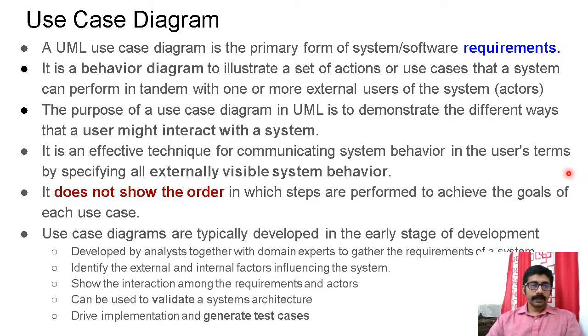Use case diagram. A UML use case diagram is the primary form of software requirements. So it is to represent the software requirements in a graphical way, in a diagrammatic way. You can represent the software requirements. It is a behavior diagram to illustrate a set of actions or use cases that a system can perform in tandem with one or more external users of the system or actors. The purpose of a use case diagram in UML is to demonstrate the different ways that a user might interact with a system.